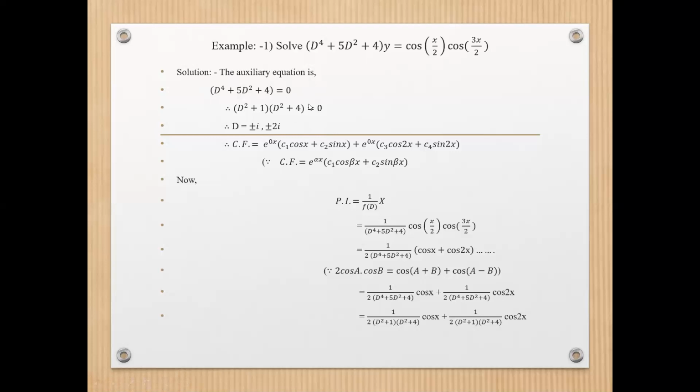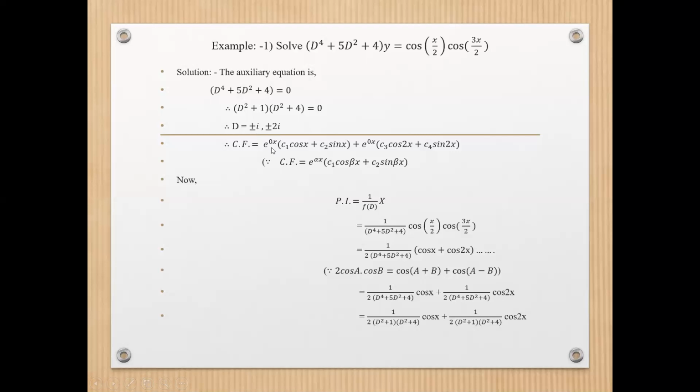So we have to write a complementary function. As you know, if the roots of the auxiliary equation are complex conjugates, that is alpha plus minus i beta, then we write the complementary function as e raised to alpha x into bracket c1 cos beta x plus c2 sin beta x. For this, plus minus i can be written as 0 plus minus i. So here alpha is 0 and beta is 1.